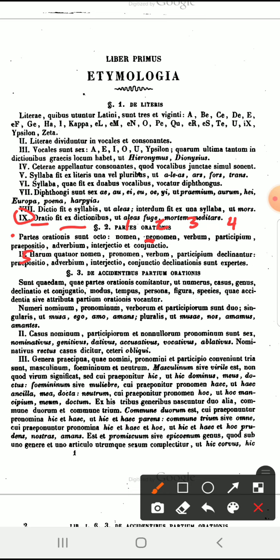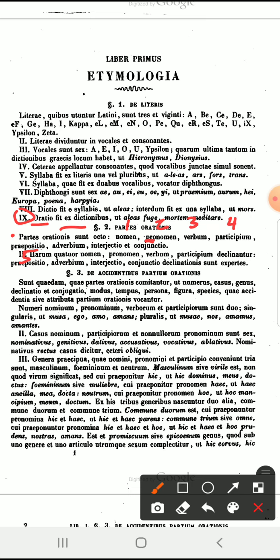The fifth of the parts of speech is prepositio. In English, that's a preposition. You can see this name, prepositio, is built of two different words. Pre, which means before, and positio, which means place.